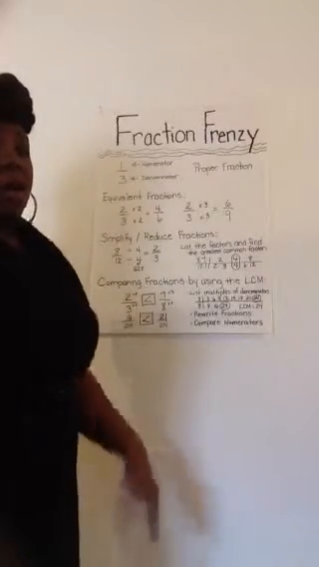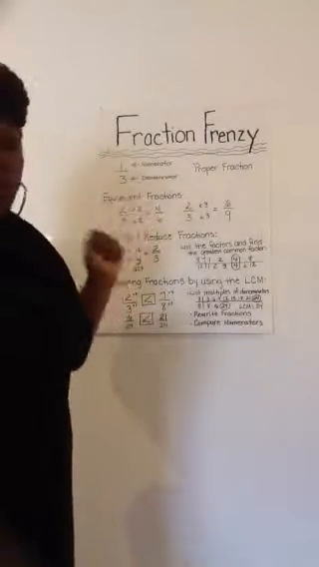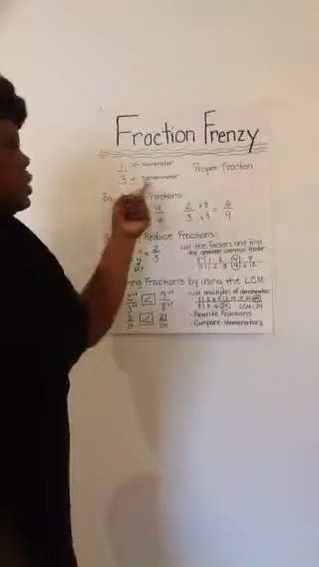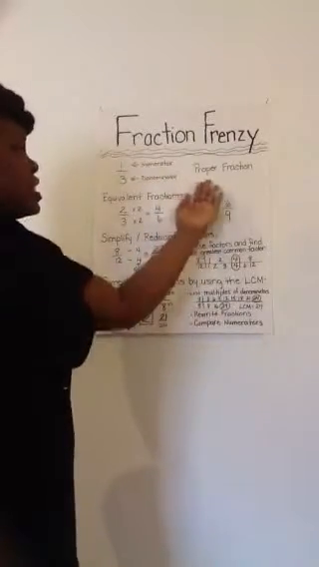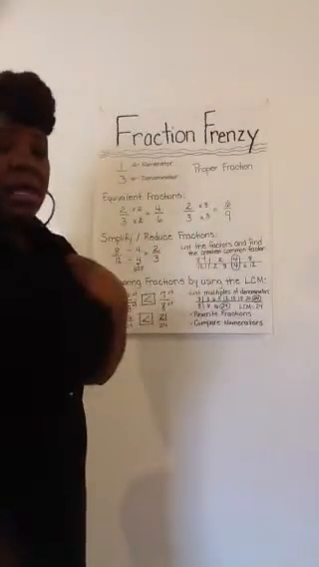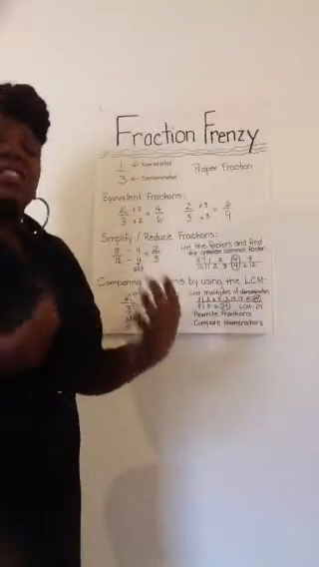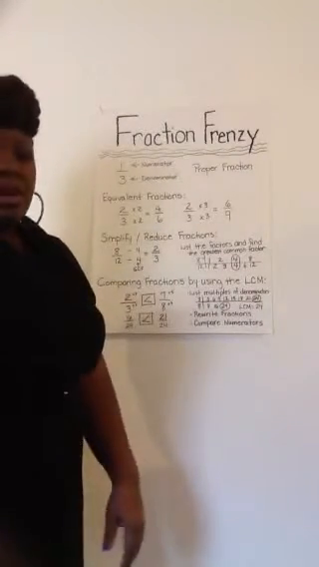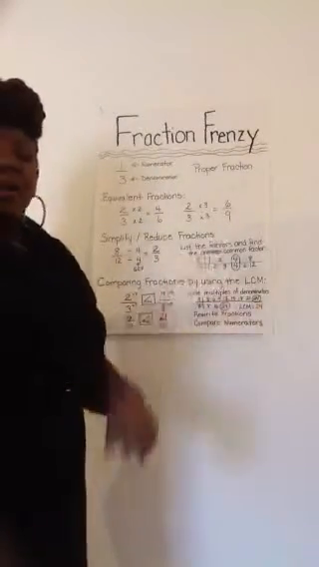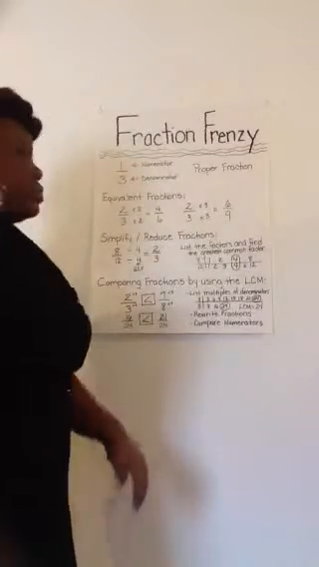All fractions are. That top number is the numerator. The bottom number is the denominator. Now, this is a proper fraction because the numerator is smaller than the denominator. And whenever that happens, it's called a proper fraction.